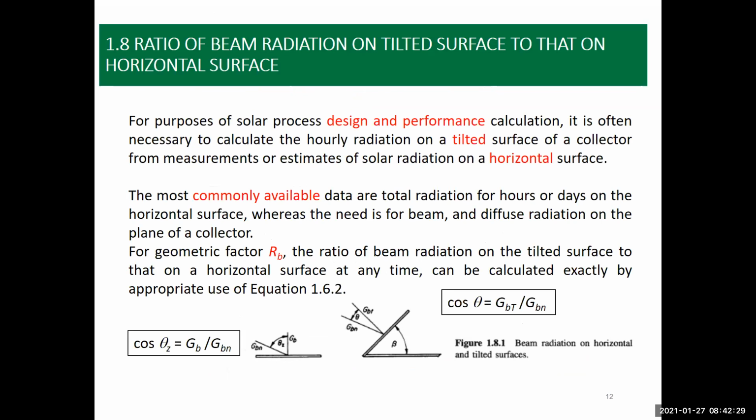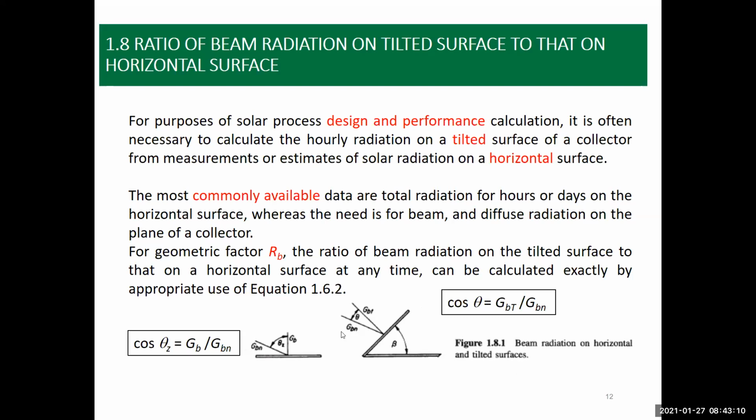Now, for design and performance applications of solar processes, as we will see later, a standard procedure that is followed is to calculate the hourly radiation on a tilted surface with respect to the radiation on a horizontal surface. So it's a ratio that we are looking for. And this ratio is related to two values, cosine theta, which is the cosine of the angle of incidence, and cosine theta z, which is the cosine of the zenith angle. Both are shown to you here.